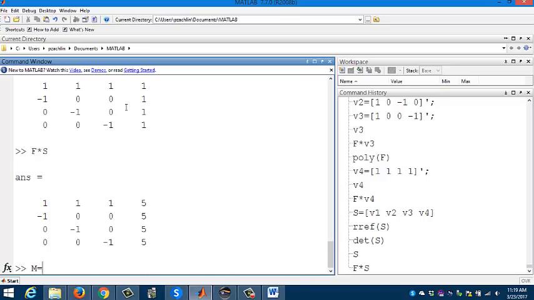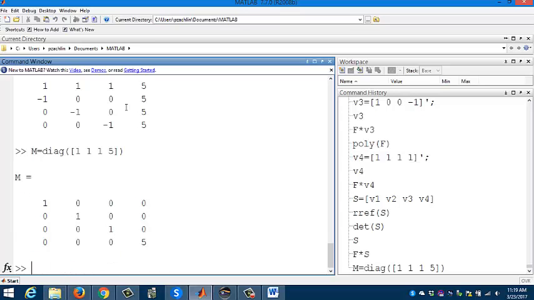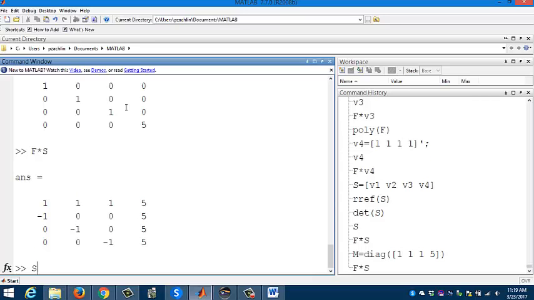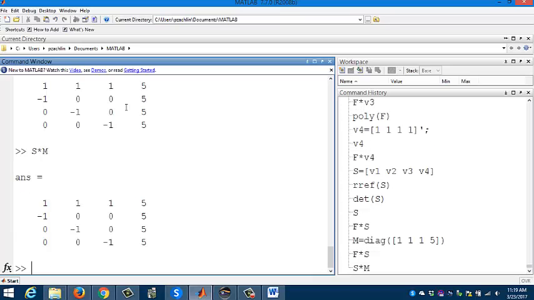Exactly. I'm going to write it this way: the diagonal matrix where the diagonal is 1, 1, 1, 5. Nice job, Tyler. That's awesome. There's M, right? And so again, I can do F times S, and hopefully S times M will be the same. And it is.